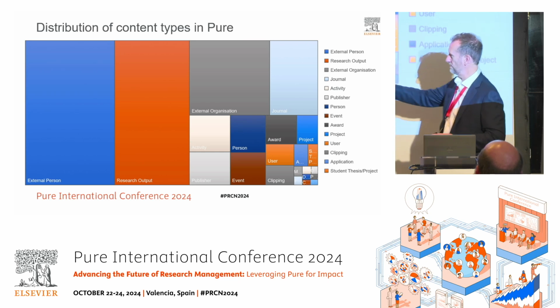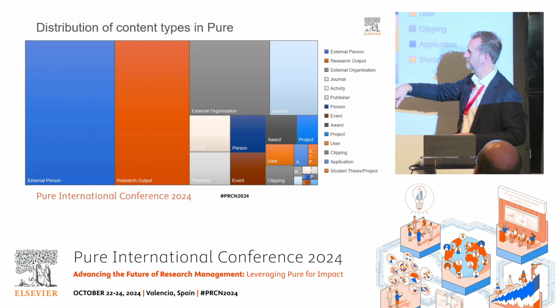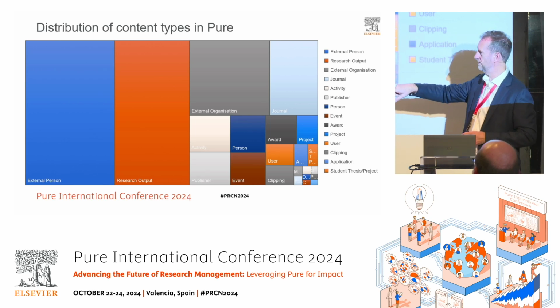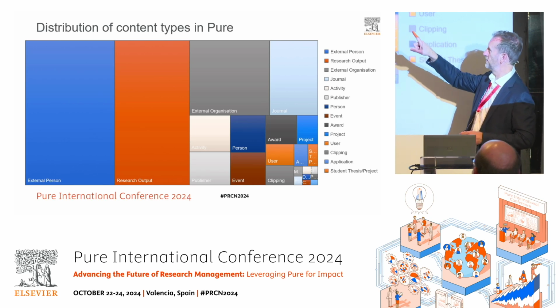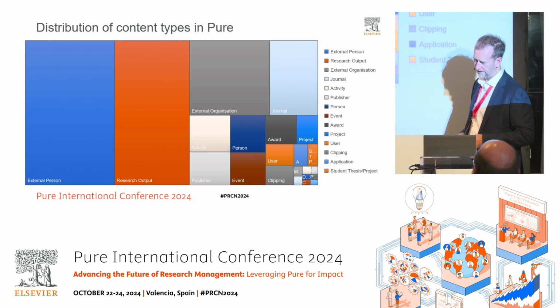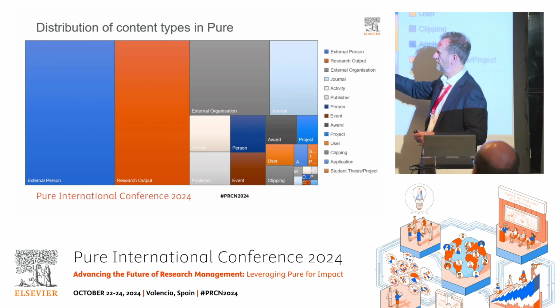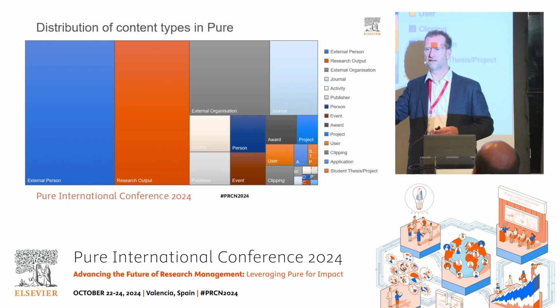So external persons, largest content type in Pure, research outputs, and then external organizations, and various. So you can kind of see just by thinking about the size or the volume of the different content types in Pure, where your data quality issues are going to come up.